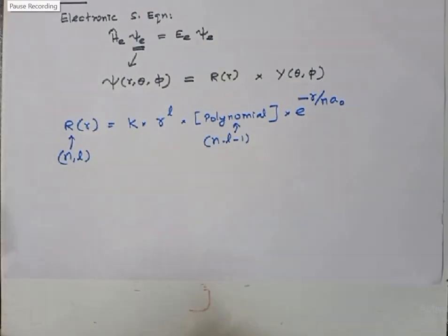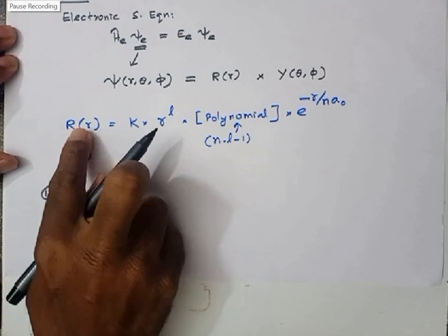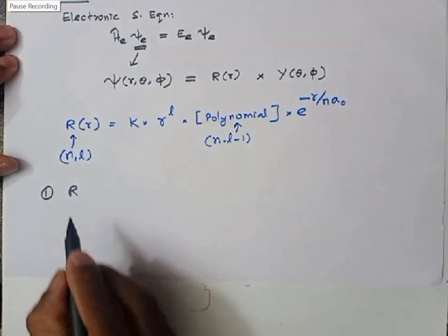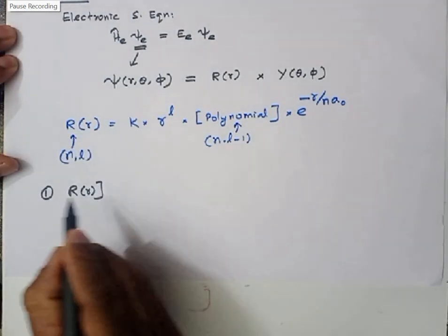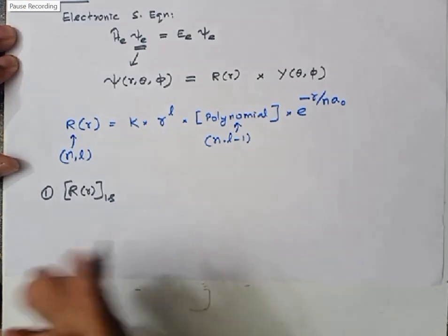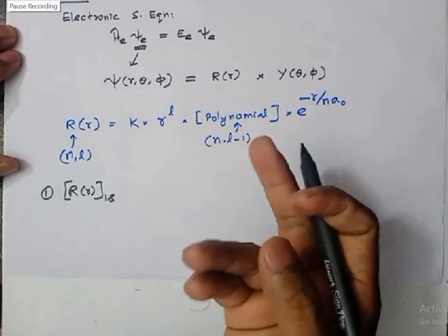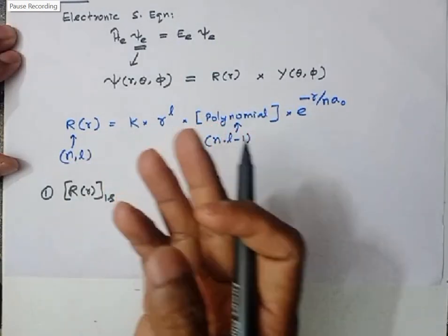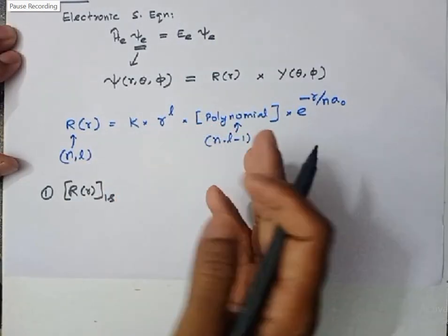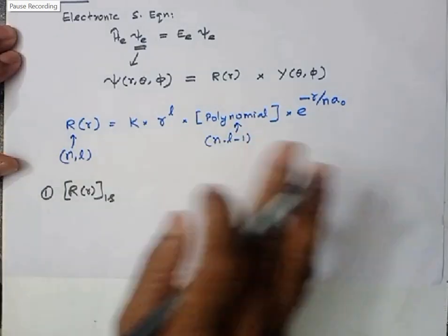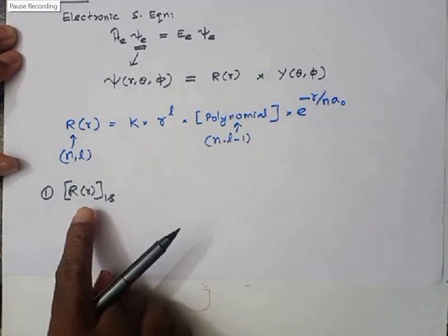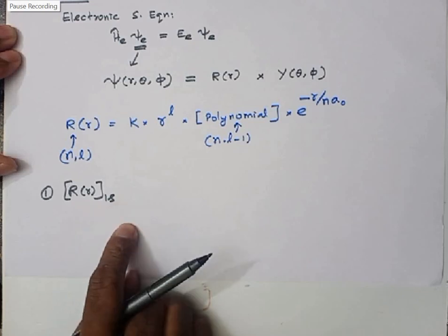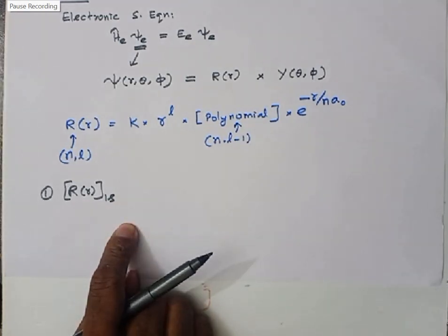Now listen. So first I'll write the radial part of the wave function for the 1s orbital. In hydrogen atom, if you solve the Schrodinger equation, you will get the wave function for 1s orbital, and wave functions for 2s, 2p, 2px, 2py, 2pz. All wave functions we get. Now what is the radial part of the wave function for 1s orbital? How to get that? Listen.